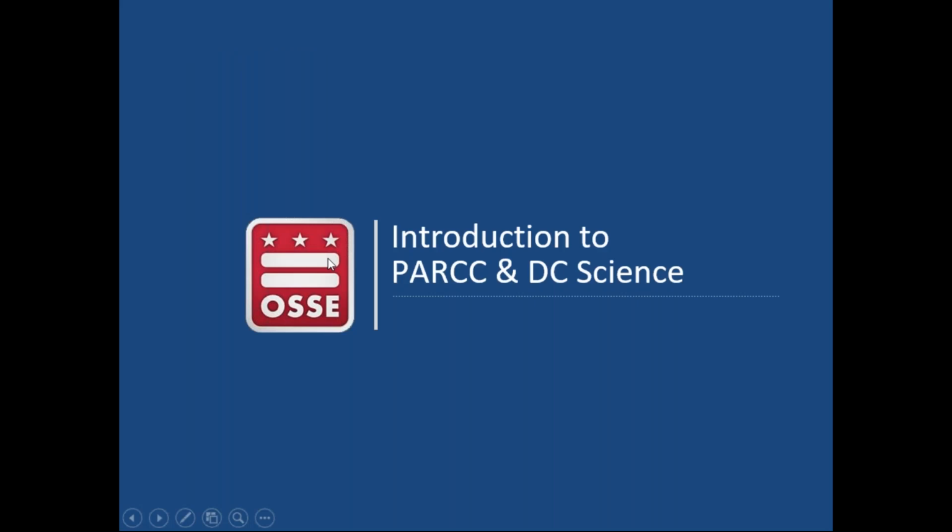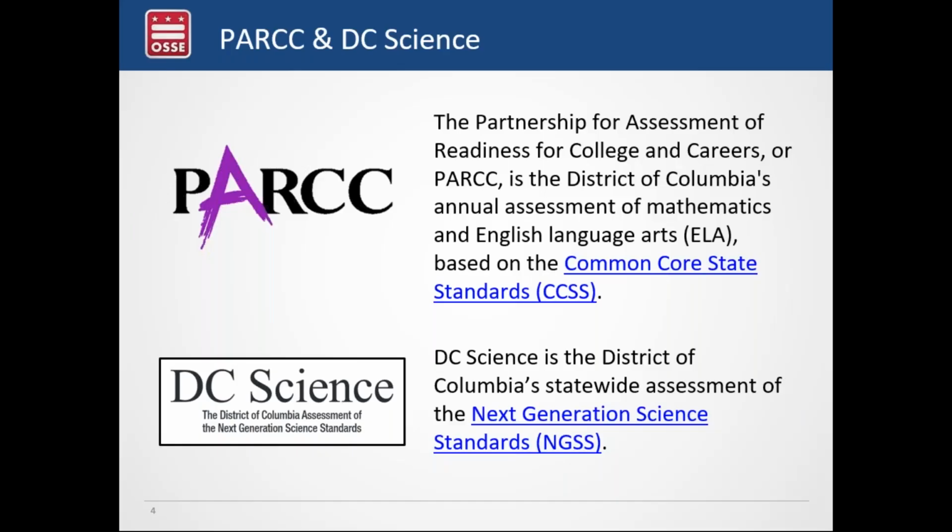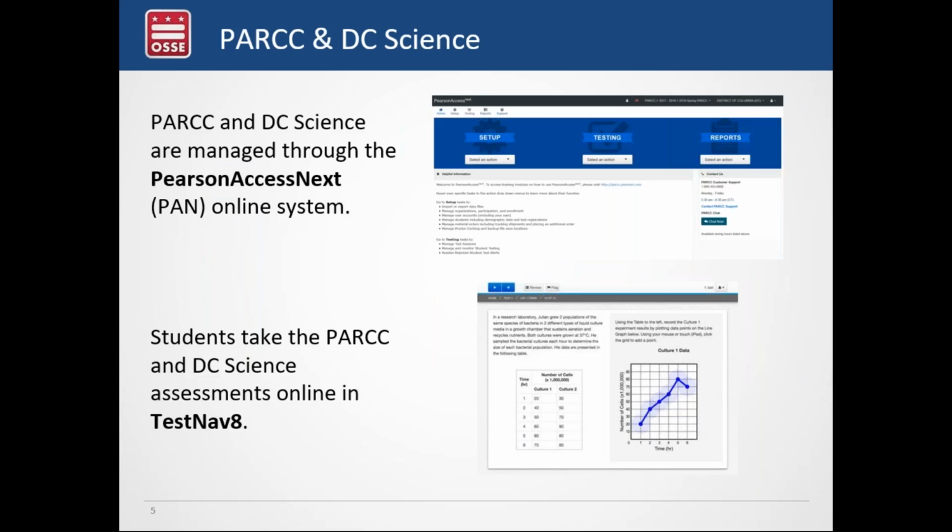Introduction to PARCC and DC science. The PARCC assessment is our assessment in DC for measuring our Common Core State Standards in English Language Arts and Math, and DC Science is measuring the Next Generation Science Standards. Both of these assessments are managed through the same system, which is called PearsonAccessNext, which we'll be talking about today, and that system feeds information into where students actually take their test, which is TestNav 8. So students use TestNav 8, and then we as administrators use the PearsonAccessNext system with our staff to manage what students can and can't do in the TestNav 8 system.